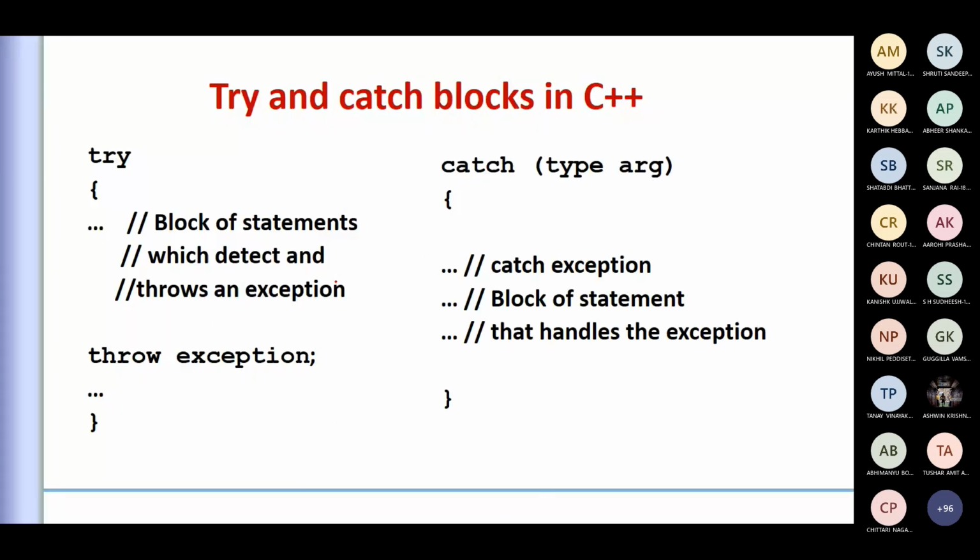Okay, so this is the syntax of a try and catch block. It starts with the keyword try, an opening curly bracket, and a block of statements, some statements here, which detect and throw some exception. This is the method, again a keyword for us, and what exception you want to throw. We'll see how to write this.